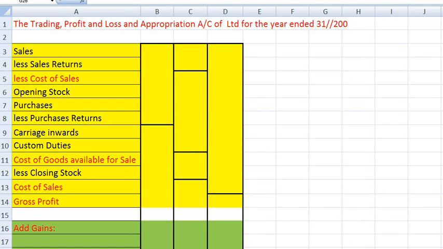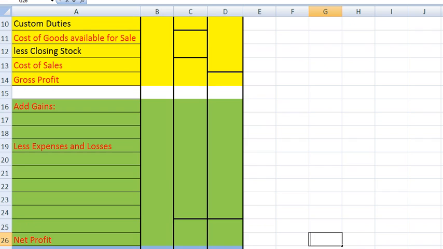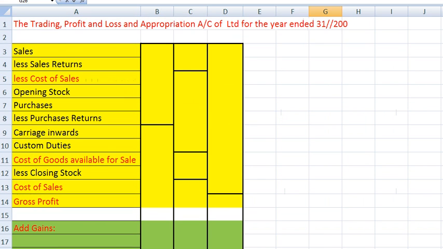Okay, so we're going to start off with an Ordinary Level Junior Certificate question. It's the 2010 year and it's Core Limited. As I say, the easiest marks are always with the title. The title must be written in full, no shortcuts. So the trading profit and loss and appropriation account of Core Limited.